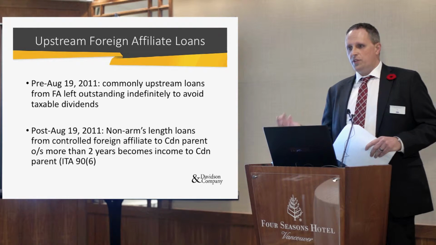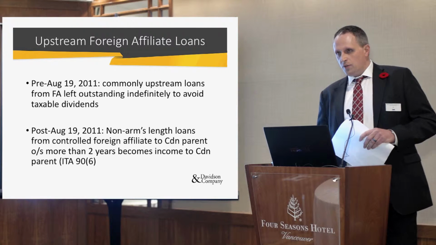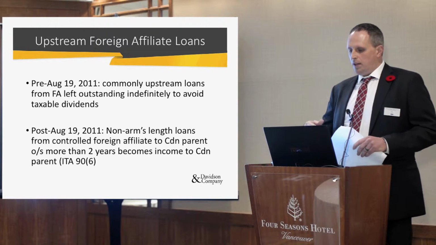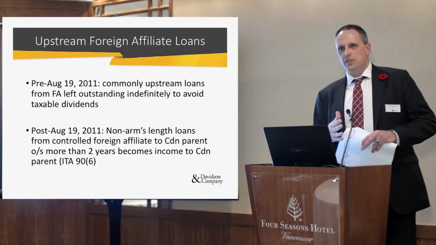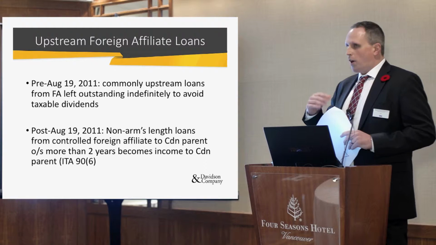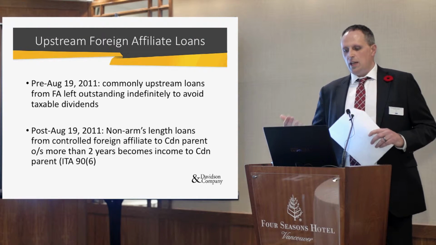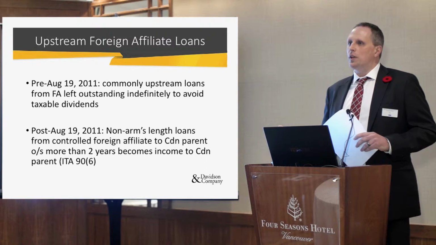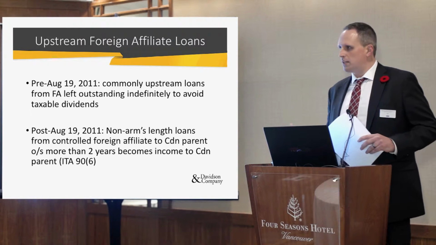Post August 19th, 2011, these loans are now considered to be income to the Canadian parent if they've been outstanding for 2 or more years. There are exceptions, of course, and I'll get into more of the details, but if it's beyond 2 years, then you're looking at that amount of loan being income to the Canadian parent, subject to Canadian tax.